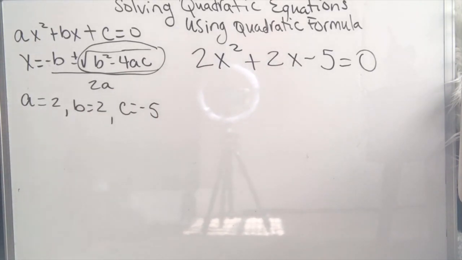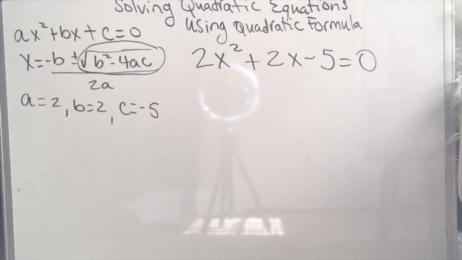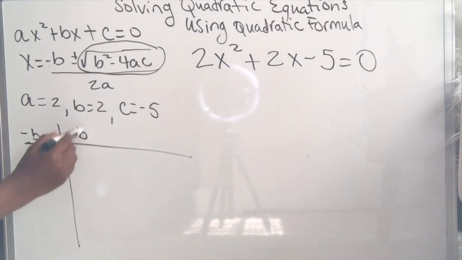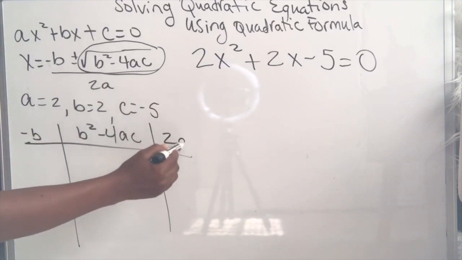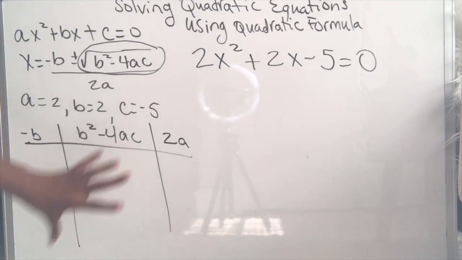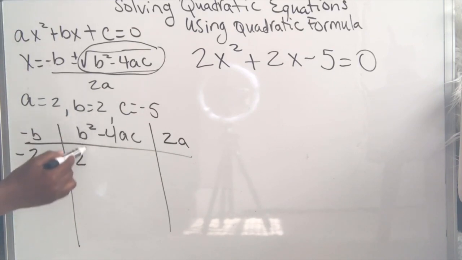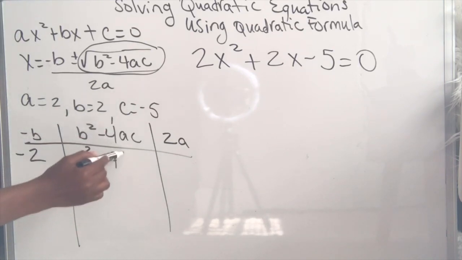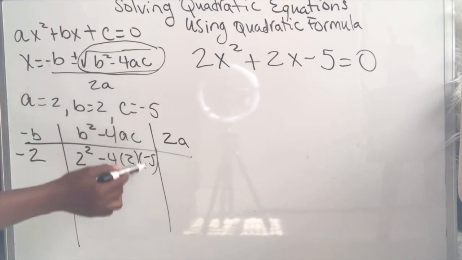Then I like to do a little chart to make it a little simpler for me, instead of just plugging it all in and getting a little messy. So I write negative b, then I write b squared minus 4ac, and then 2a. Now I plug everything in. My b is 2, so negative b would be negative 2. My b is 2, so it's 2 squared minus 4 times a times c, and my a is 2, and my c is negative 5.